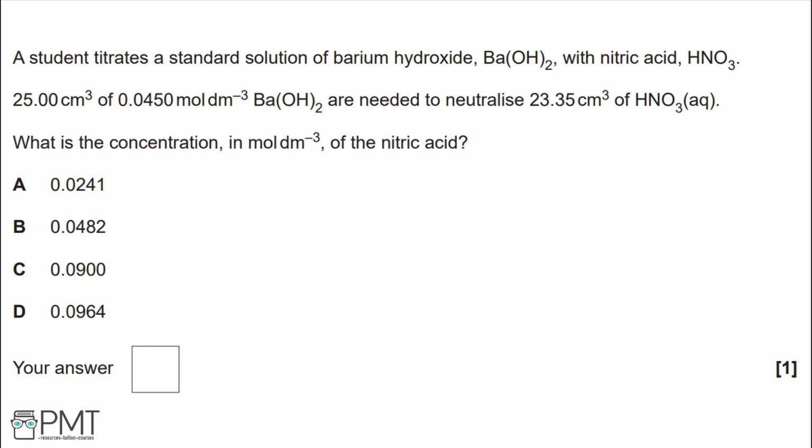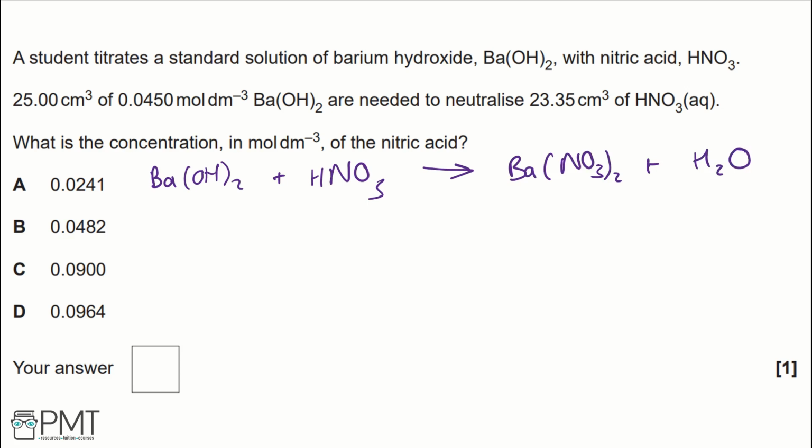Let's begin this question by writing the equation for this titration. If we start by writing our reagents, barium hydroxide and nitric acid, we would then form barium nitrate, or Ba(NO3)2, and water. Next, we need to balance this equation. To balance this equation, we need to write a 2 in front of our nitric acid and a 2 in front of our waters. If we then just take a note of the molar ratio of barium hydroxide to nitric acid, it's a 1:2 molar ratio.